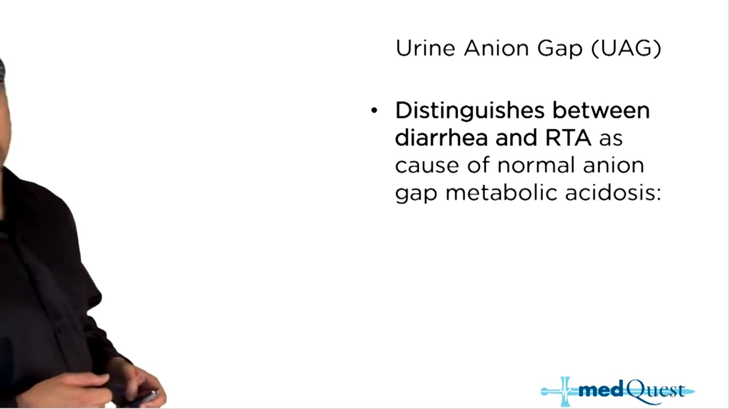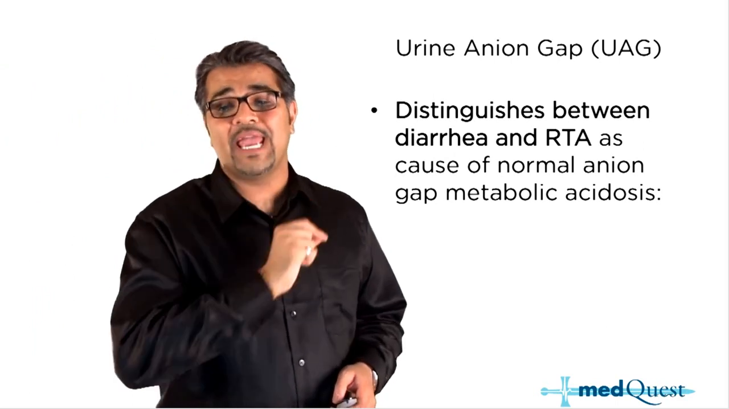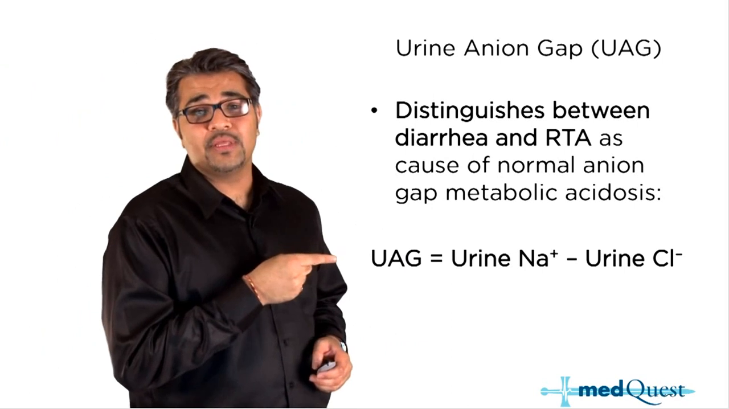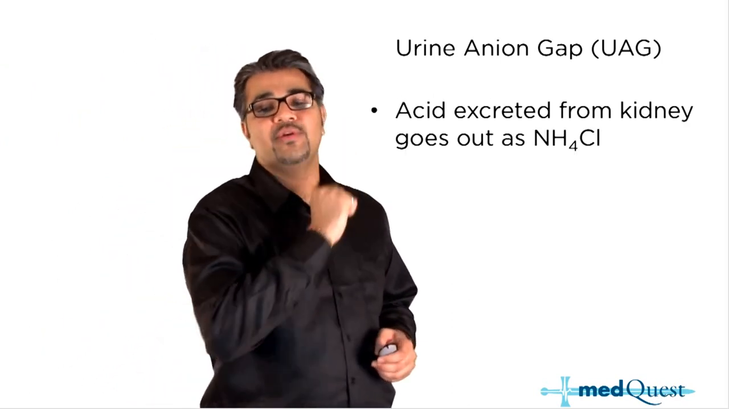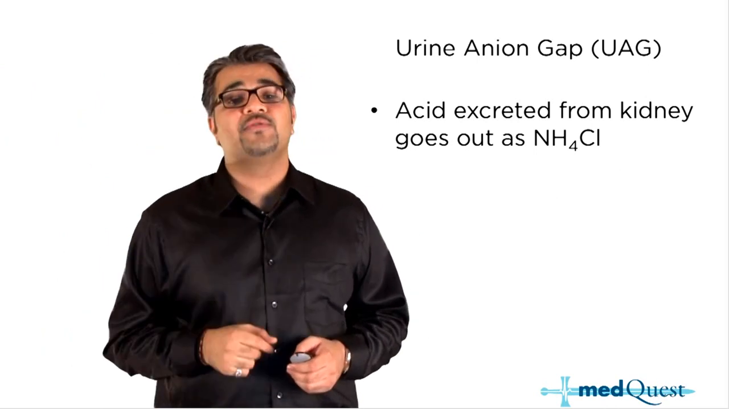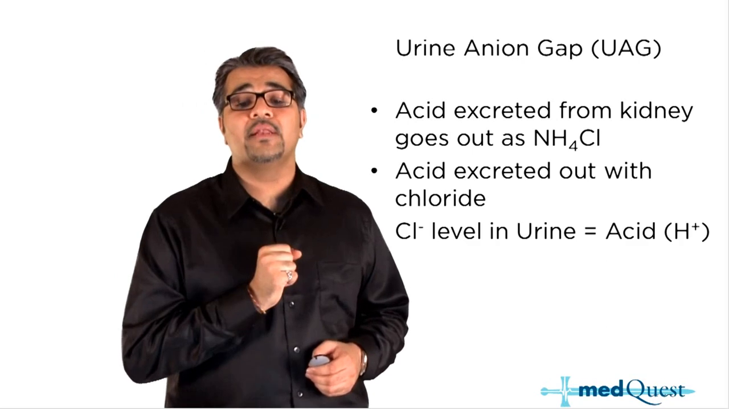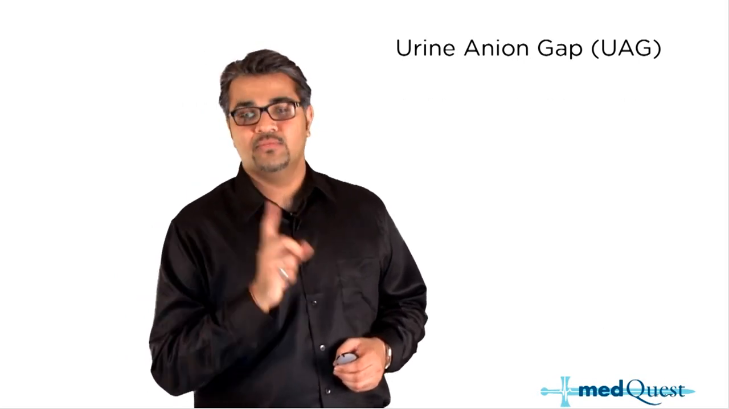Now let's talk about the urine anion gap. The urine anion gap actually helps us distinguish between diarrhea and renal tubular acidosis as the cause of the normal anion gap metabolic acidosis. The urine anion gap is your urine sodium minus your urine chloride. Now, when acid is excreted from the kidneys, it goes out as NH4Cl. The acid is excreted along with chloride. The chloride level in the urine is equal to the acid amount, 1:1.